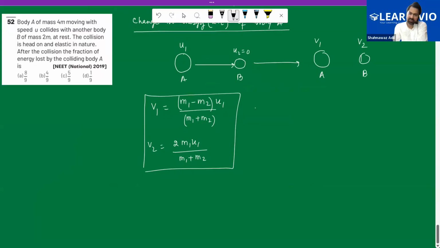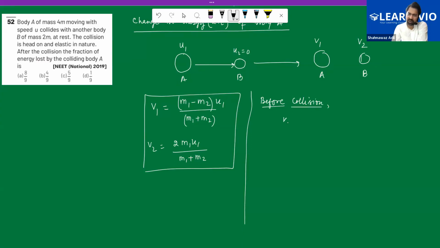So initially, before collision, what was the kinetic energy of A? Let's say this is the initial. This is half m_A u1 square. So this is half, and this is 4m, and u1 is moving with speed u, so that is simply u square. So this thing cancels, and this is simply 2mu square. This is the initial kinetic energy of A.